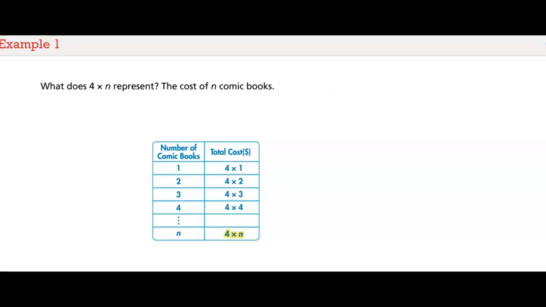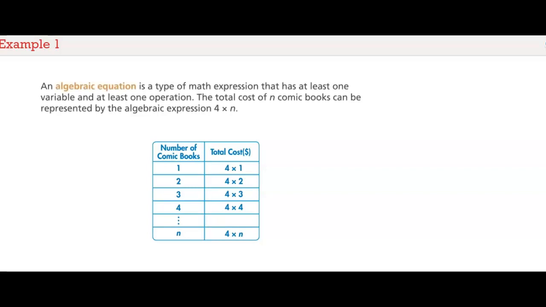What does 4 times n represent? The cost of n comic books. An algebraic expression is a type of math expression that has at least one variable and at least one operation. The total cost of n comic books can be represented by the algebraic expression 4 times n.